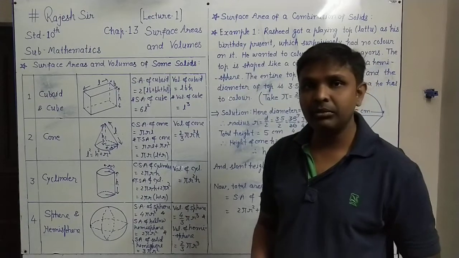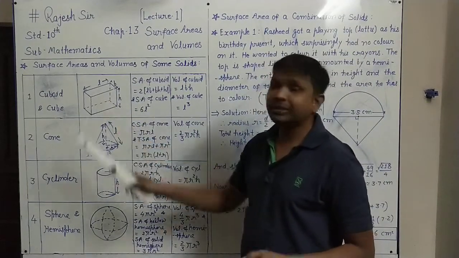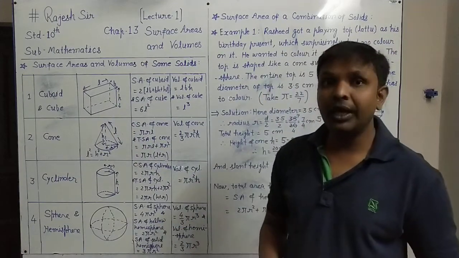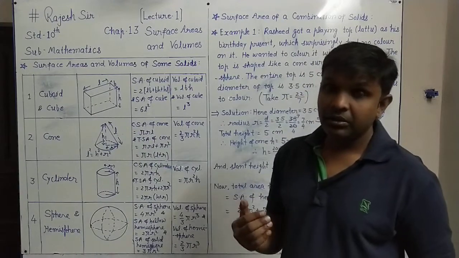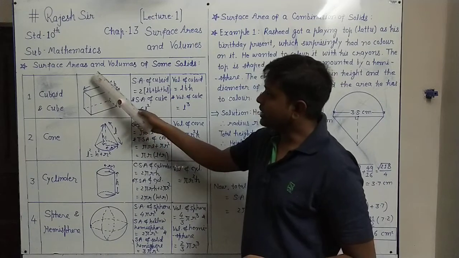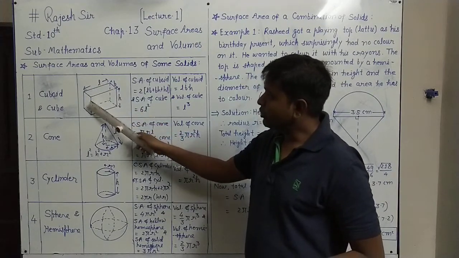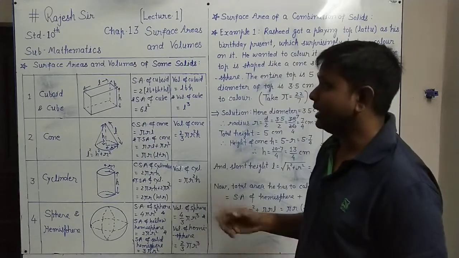So the surface area of a cube becomes 6 L square, because it has 6 faces, each a square. One square has area L square, so 6 squares have 6 L square. One, backside 2, 3, 4, 5, 6: 6 surfaces it has, cuboid and cube.